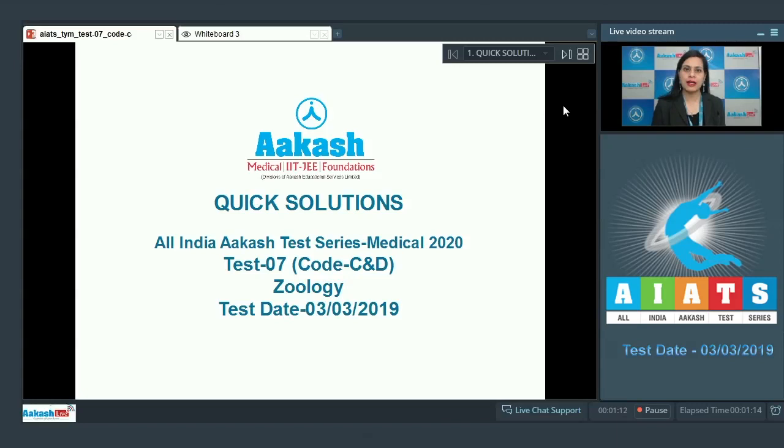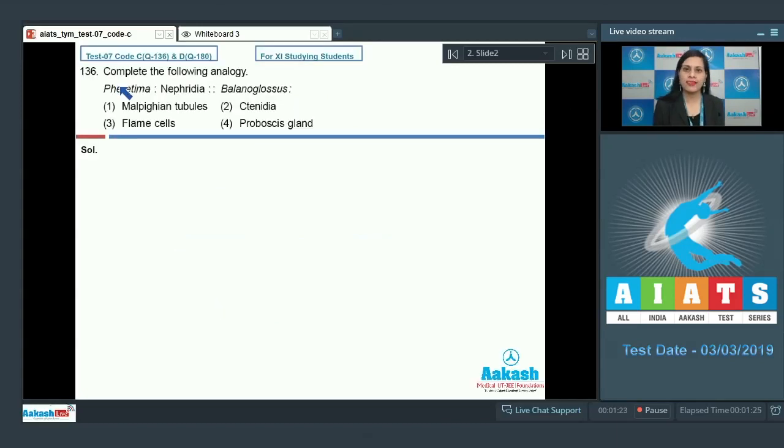Today I am going to take up the zoology part of the paper, which is test paper number 7, code CND in zoology. So let's get started with our very first question. Question number 136. Complete the following analogy. Pheretima is to nephridia, balanoglossus is to, and the options are Malpighian tubules, Ctenidia, flame cells and proboscis gland.